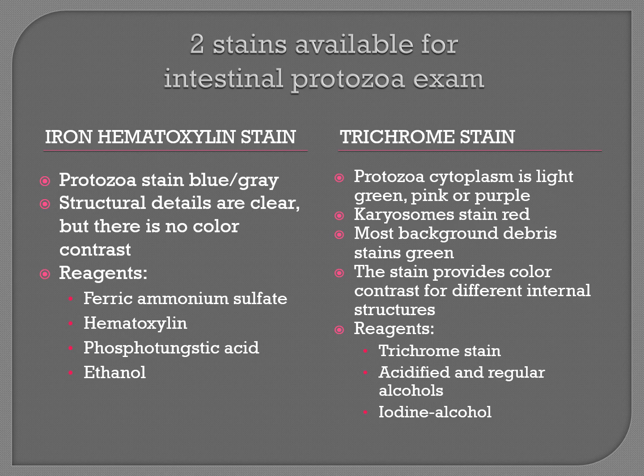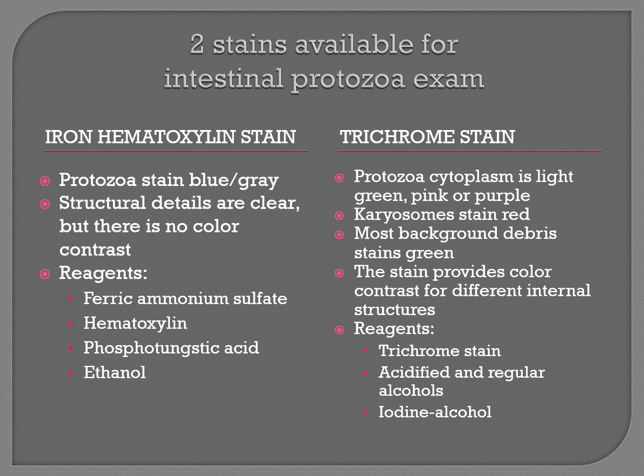From my experience, I have seen mostly the trichrome stain in clinical laboratories. In the iron hematoxylin stain, the protozoans stain bluish or grayish. They usually stain a little bit more grayish. The structural details are clear, but there is no color contrast, okay? So it's difficult to see the karyosome from the background material or the peripheral chromatin from the background material. The reagents that we use for the iron hematoxylin stain would be ferric ammonium sulfate, hematoxylin, phosphotungstic acid, ethanol.